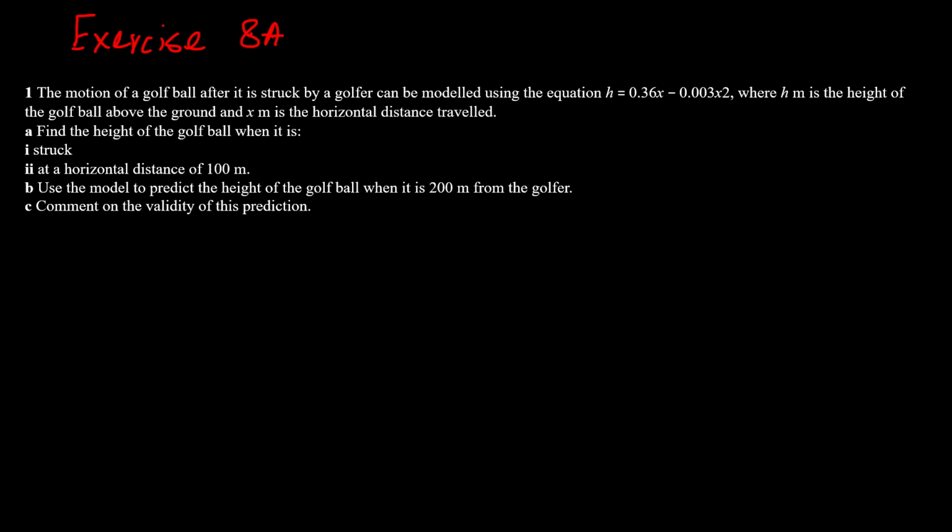The motion of a golf ball after it is struck by a golfer can be modeled using the equation h = 0.36x − 0.003x², where h is the height of the golf ball above the ground and x is the horizontal distance traveled. This is the model, the equation of the height expressed in terms of the horizontal distance, and we will use it when we solve this problem.